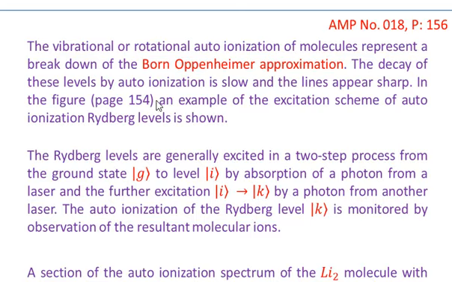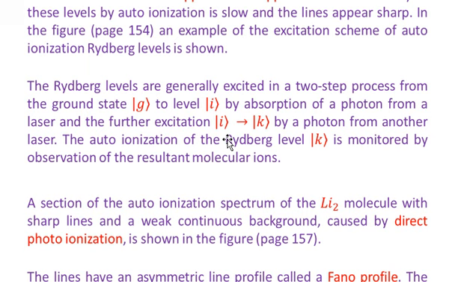In the figure on page number 154, an example of the excitation scheme of autoionization Rydberg levels is shown. And this is what I have discussed before. The Rydberg levels are generally excited in a two-step process from the ground state G to the level I by absorption of a photon from a laser, and the further excitation from the state I to the state K by a photon from another laser. The autoionization of the Rydberg K state is monitored by the observation of the resultant molecular ion.